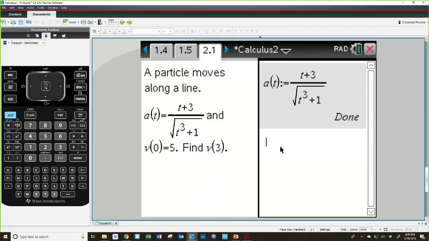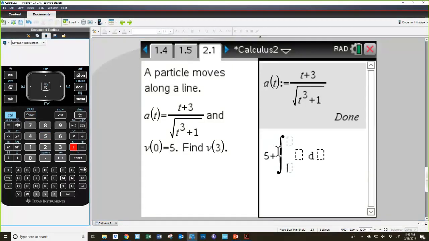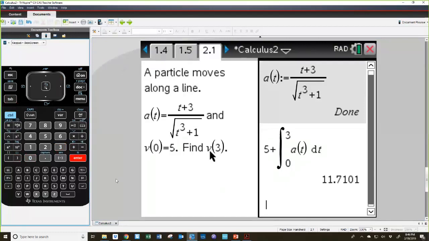So obviously, all I would need to do here is 5 plus the definite integral from, we have our initial time is 0, and we want our new time at 3. And again, I defined that function ahead of time to make this quicker. So I can just enter a of t, and then with respect to t, and I would have my new velocity. But I just think this is a really neat question to see if students understand what is actually going on with using both the fundamental theorem and the connection of acceleration and velocity.